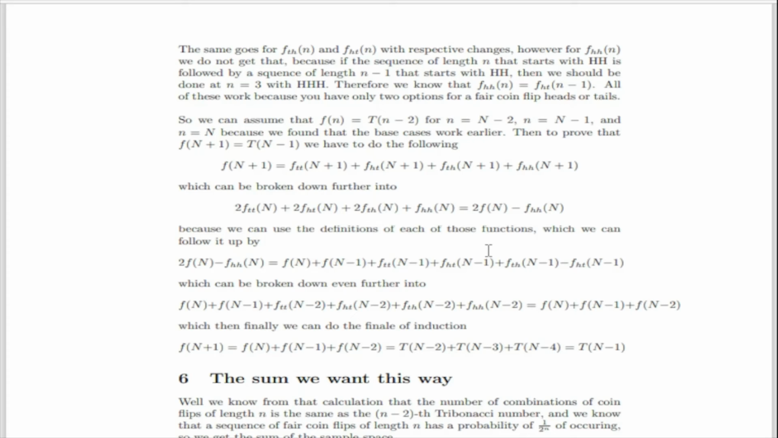So we go from 1 of each for n plus 1 to 2 of the first 3 for n plus 1 of the last one for n. So that gives us 2 times f of n minus f sub hh of n, because we can only use the definitions of those functions. We can follow it up by 2 of f of n minus f sub hh of n equals f of n plus f of n minus 1 plus f sub tt of n minus 1 plus f sub ht of n minus 1 plus f sub th of n minus 1 minus f sub ht of n minus 1.